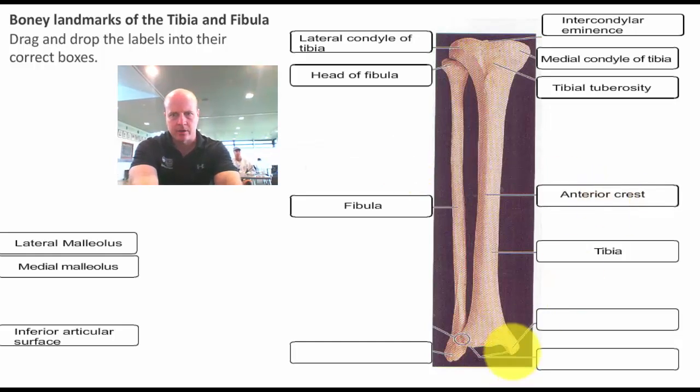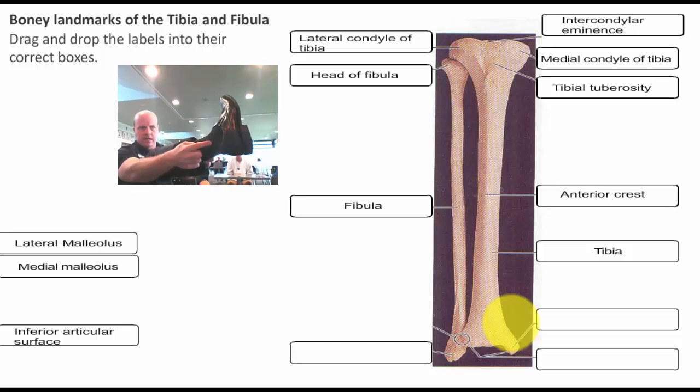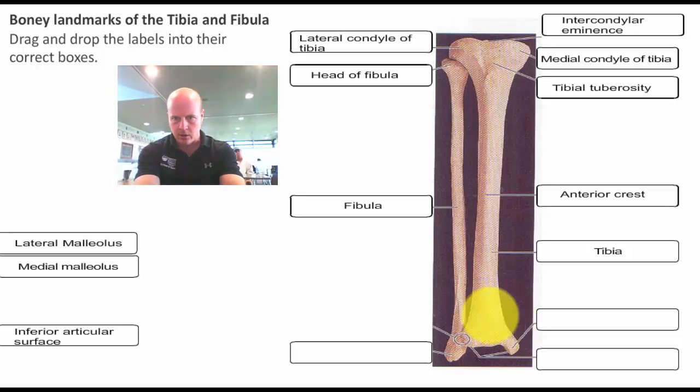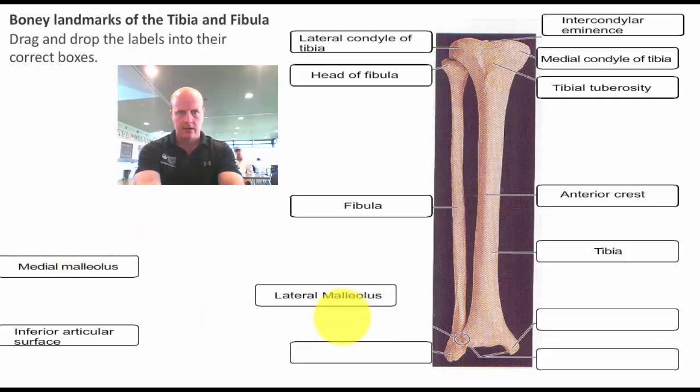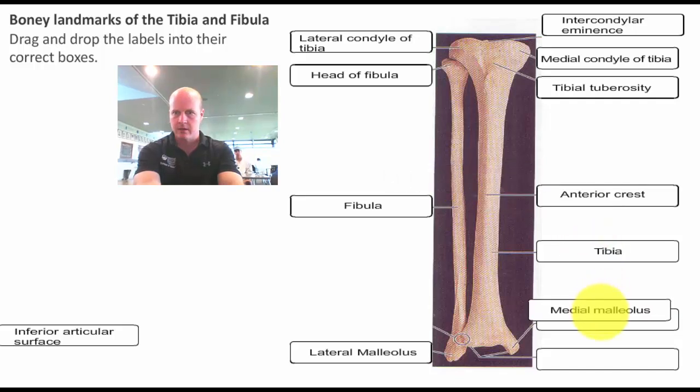Okay, then down the bottom, this is where our ankle would be, and the bumpy bits on the ankle, these ones here and here, are called our malleoli. The tibia has a malleolus, and the fibula has a malleolus. So we know the fibula is the little bone on the lateral side. Lateral malleolus. So therefore the tibia must have the medial malleolus.